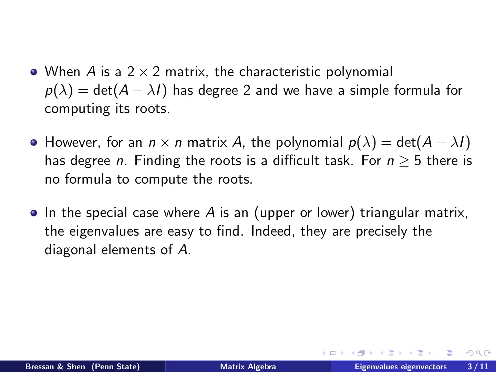But there are some special cases where finding eigenvalues is easy. That is, when A is an upper or lower triangular matrix, then it is easy to find. Indeed, the eigenvalues are precisely the elements along the diagonal of A. We'll take an example illustrating this property here.